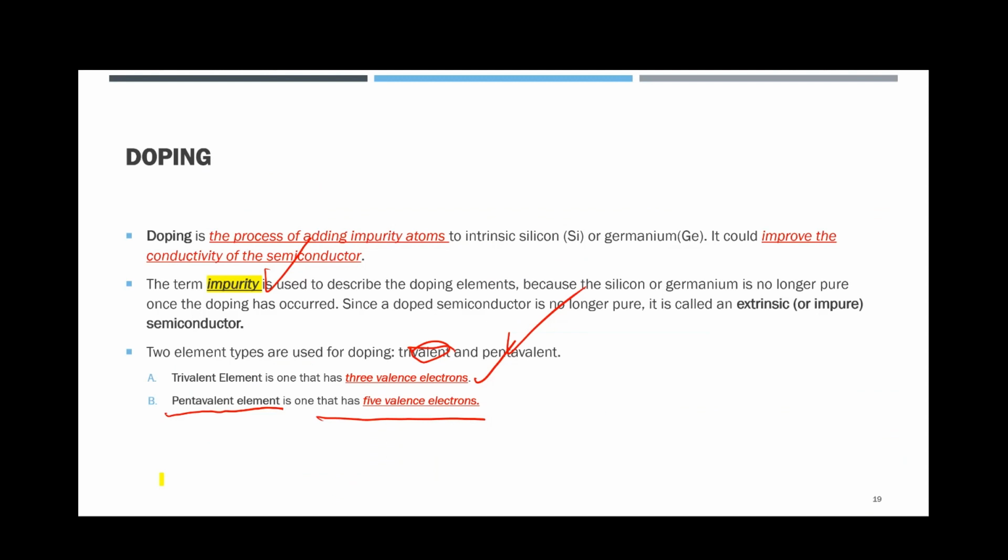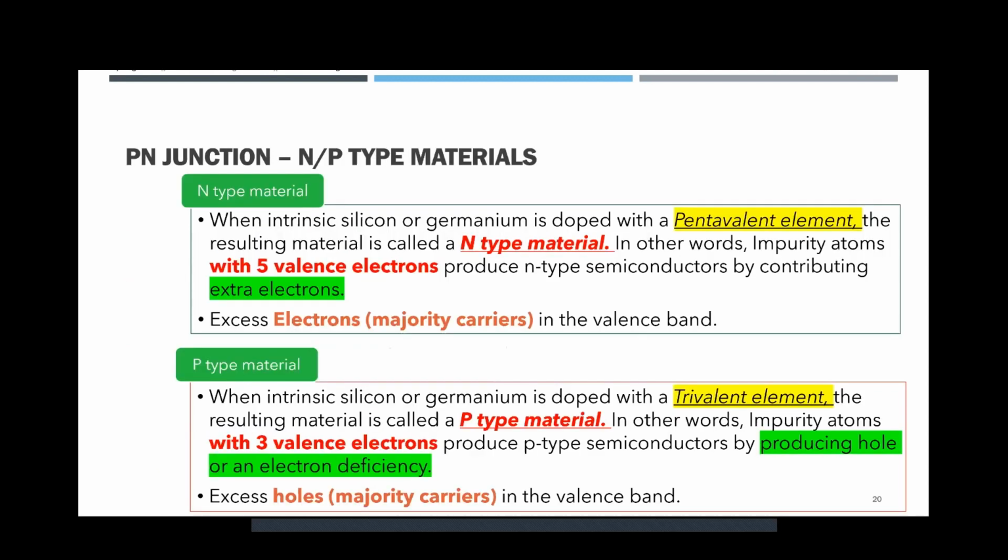The n-type element has five valence electrons, more electrons. In other words, impurity atoms with five valence electrons produce n-type semiconductors by contributing extra electrons, so excess electrons are the majority carriers. That is called n-type material.